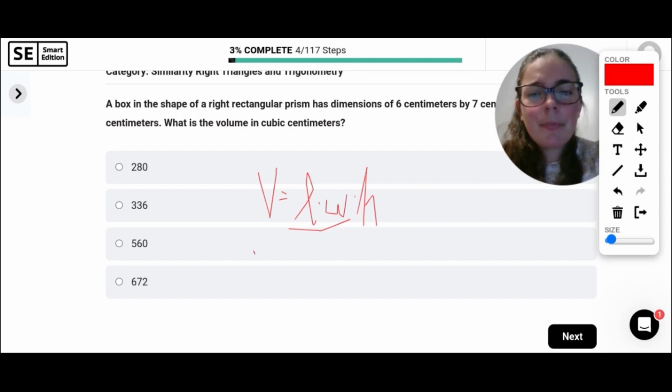So all I have to do is plug in my length, my width, and my height. So I get that my volume is going to equal 6 times 7 times 8. So this is another one of those questions where you can just let the calculator do the hard work for you. And when you plug in 6 times 7 times 8, you should get 336 as your answer.